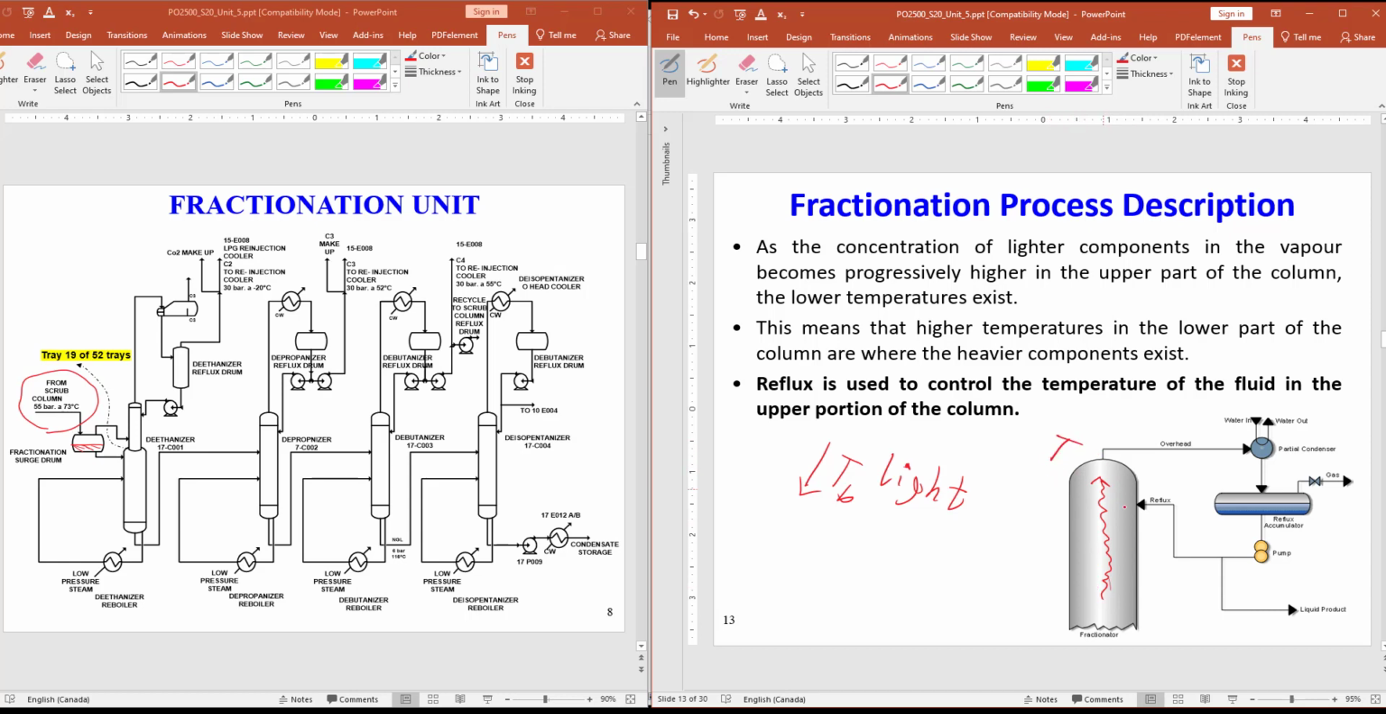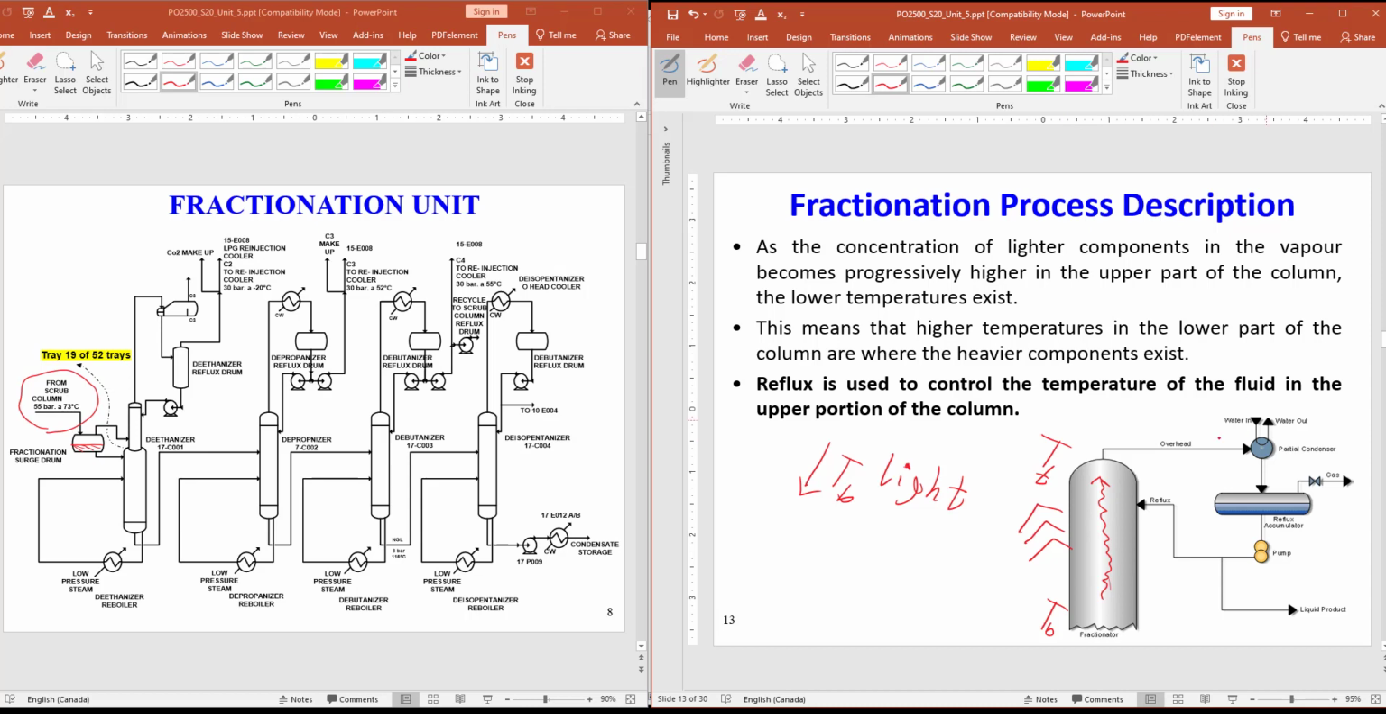So the temperature at the top of the column, let me just clean it a bit. Temperature at the top of the column is much lower than temperature at the bottom of the column, because here we have heavier molecules with higher molecular weight, and here we have lighter molecules with lower molecular weight.